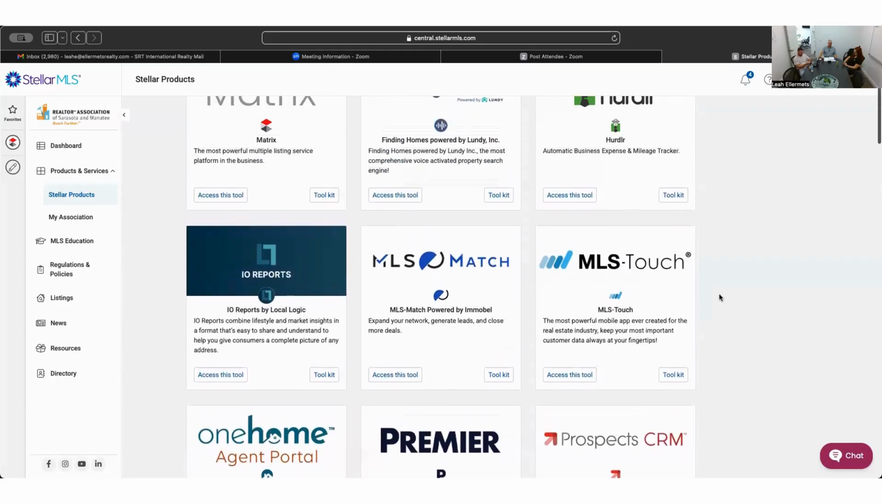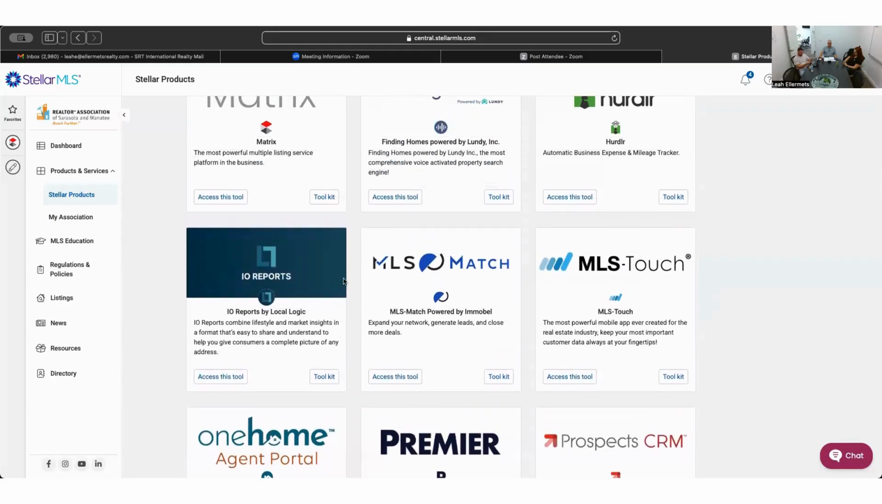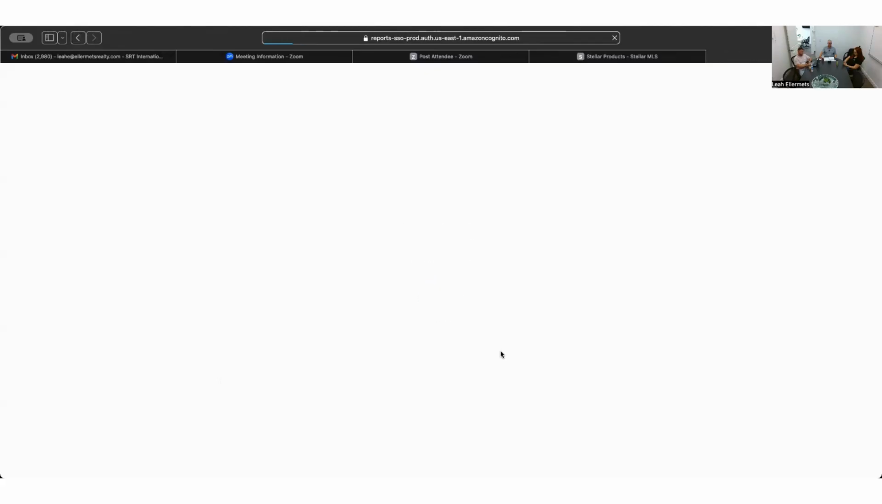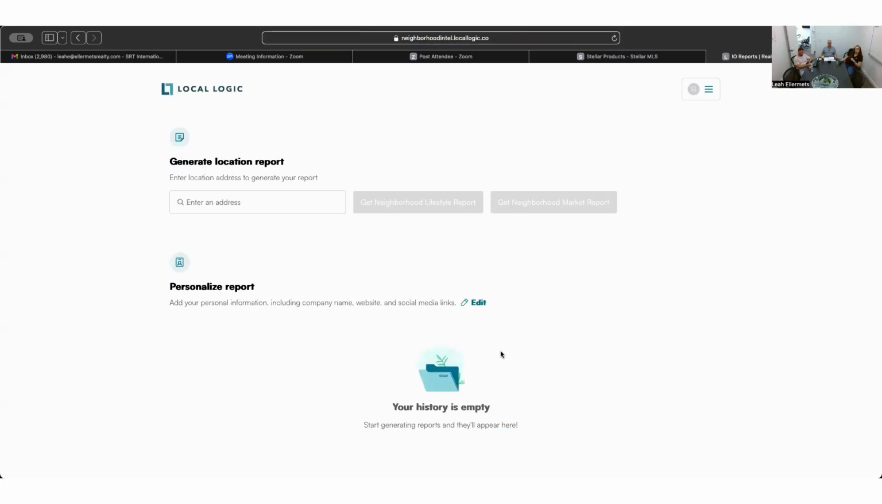But this is another one that I really think is going to be useful for all of us. It's called IO reports. You guys should open up your IO reports when you're looking at this, and check it out, because this is a whole other process again. Every one of these typically has an intro section where they want to introduce you to it and take you through it, but it really helps.